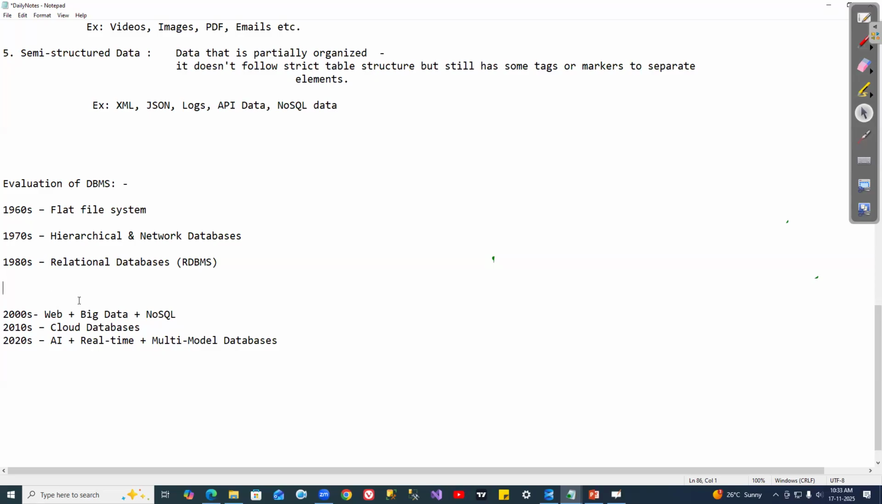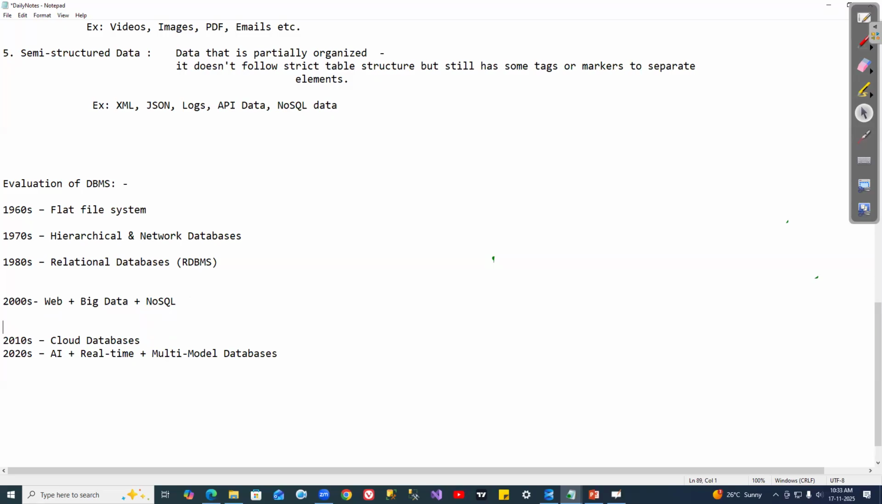Okay, and in 2000, another big revolution came: big data and NoSQL. Since web technology was introduced, we got a huge amount of data from websites, and to maintain all this huge data, big data was introduced, and along with that NoSQL was introduced. That means it contains unstructured and semi-structured data.